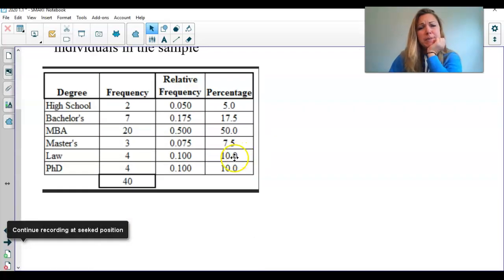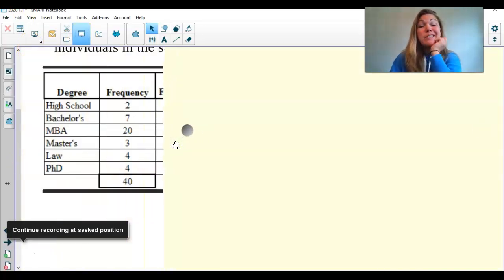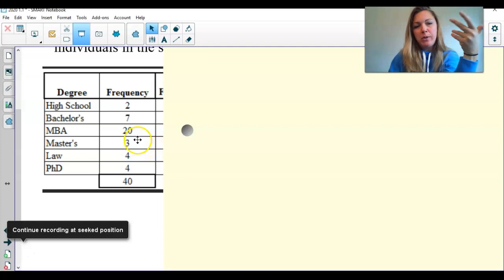So we have a two-way table here, right? And this two-way table is not, forgive me, it's actually just a one-way table. Do you know why that is? A two-way table has two variables. This one only has one variable, the highest degree you have obtained, okay? The highest degree you have obtained.